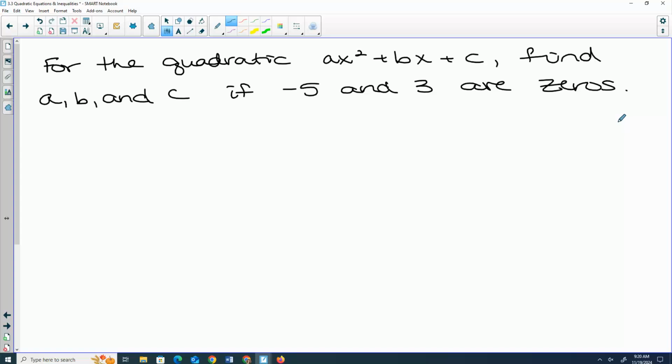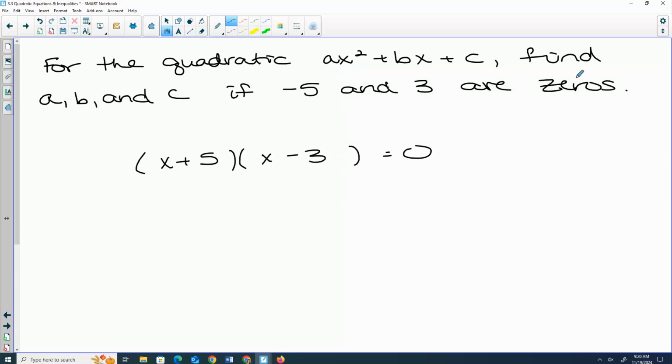Well, working backwards, I gave you the solution. I'm essentially asking you to find the original quadratic. So if negative 5 is a 0 or a solution, what had to be in my parentheses? If negative 5 made it equal 0, what was in here? x plus 5. Do you agree? If 3 is a 0, what had to be in my factor?